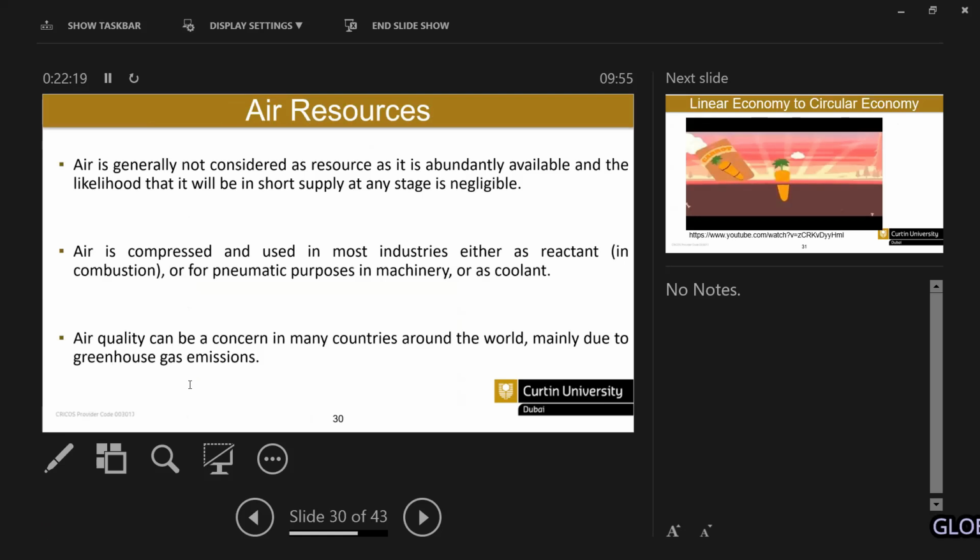Air is not considered a resource because it is abundantly available. But the problem is the quality of the air, the air pollution. Air pollution is happening because the air is being used for many demanding applications, such as cooling purposes. The quality of the air is the concern.